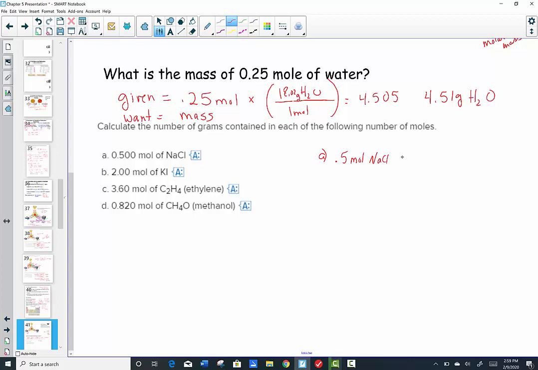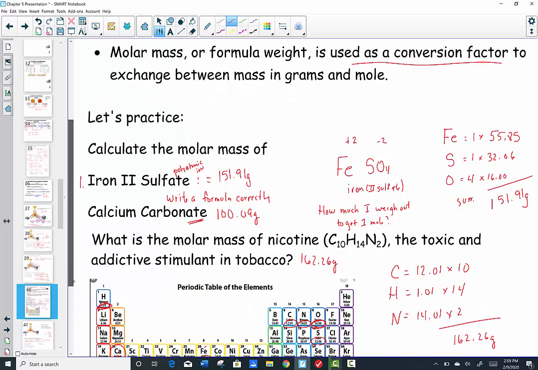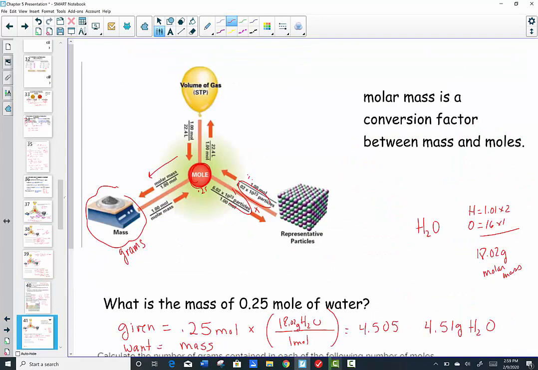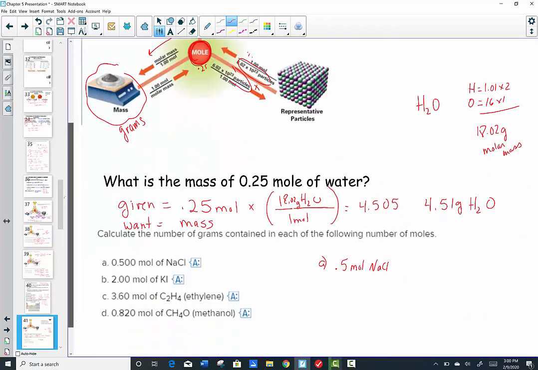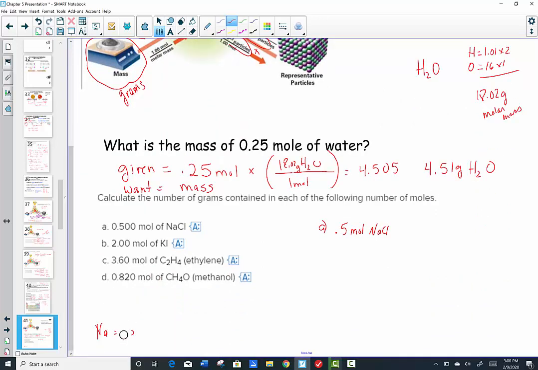0.5 moles of sodium chloride. We need the molar mass. I'll just do that down here. Na has a molar mass of 23. And just to confirm, I've got to always go back to my periodic table. 22.99. That was close. Chlorine, NaCl, so that's 35.45. So when I add 22.99 plus 35.45, the molar mass is 58.44. So that's my conversion factor. 58.44 grams is the molar mass of 1 mole of salt. So my conversion factor would take 0.5 times that molar mass, and we find an answer of 29.22 grams of sodium chloride.